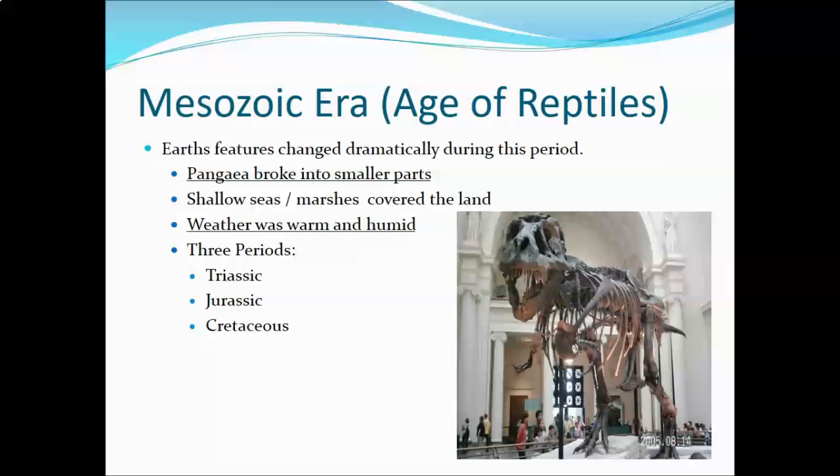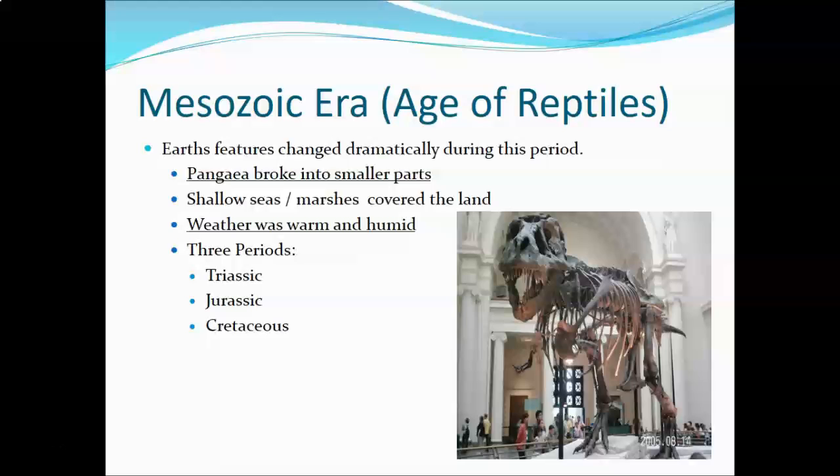And so the Earth's features changed dramatically during this period, and for whatever reason, plate tectonics went on a steroid mode and went super crazy and started to break up Pangea at a very fast rate. Scientists don't understand why. It has something to do with our asthenosphere, but it caused a lot more volcanic eruptions, which then caused plate tectonics just to kind of be moving at a different pace.